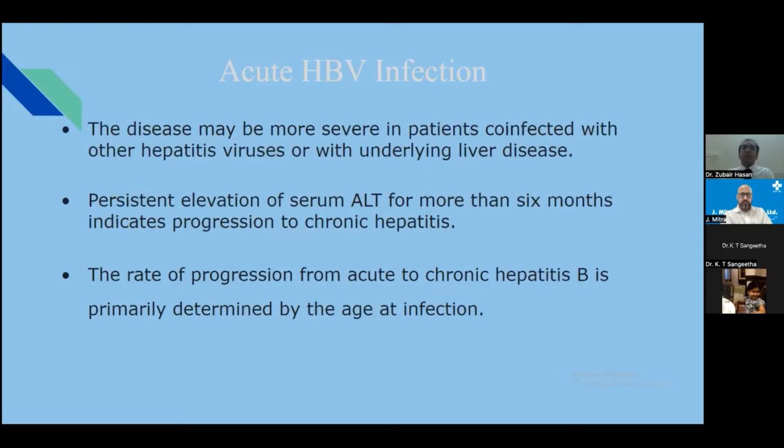The disease may become more severe in patients co-infected with other hepatitis viruses or with underlying liver disease. And when do you say it's chronic? When the HBsAg is positive for more than 6 months, it goes for chronic hepatitis. Persistent elevation of serum ALT for more than 6 months indicates chronic hepatitis, and the rate of progression from acute to chronic hepatitis is primarily determined by the age of the infection.